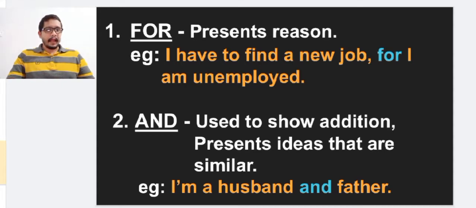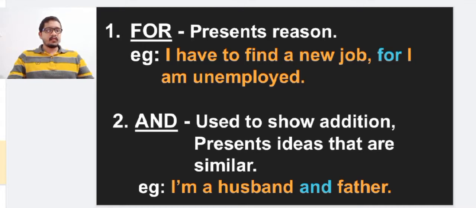Let's see the second one. 'And' is used to show addition and presents ideas that are similar. Example: I am a husband and father. Can you identify the conjunction here? Yes, it is 'and'. Here the conjunction is used to join two words, 'husband' and 'father'. This we can call a noun phrase.